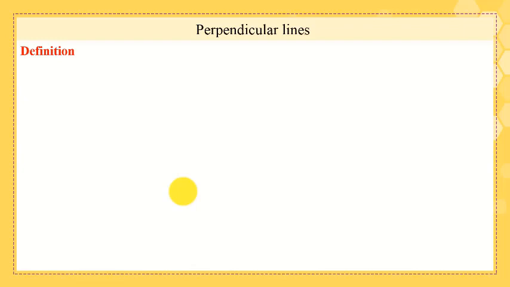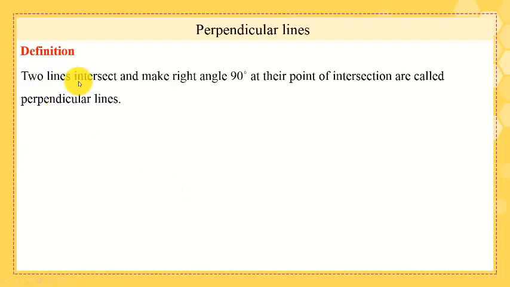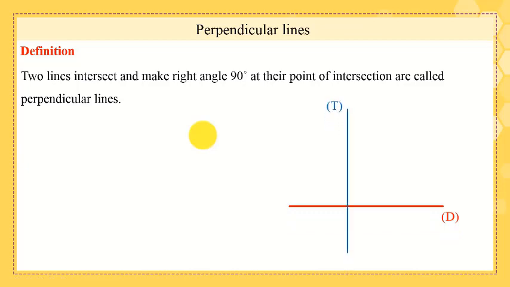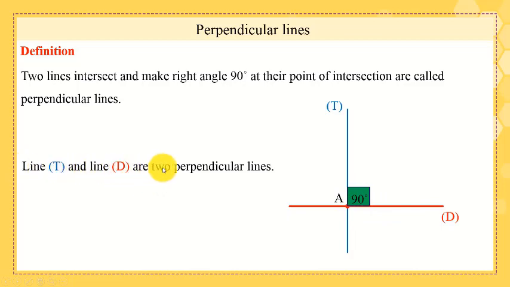Perpendicular lines. Let's see what are perpendicular lines. Two lines that intersect and make a right angle, 90 degrees, at their point of intersection are called perpendicular lines. So, let's see the figure. Two lines, straight line D and straight line T, intersect at one point A and form a right angle equal to 90 degrees, then they are called perpendicular lines. Line T and line D are two perpendicular lines.